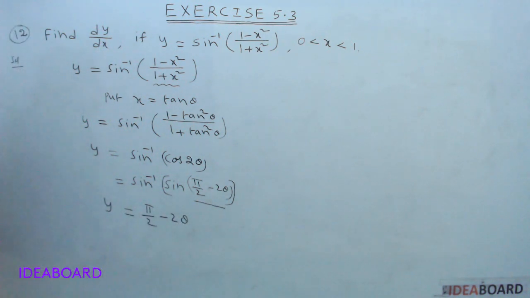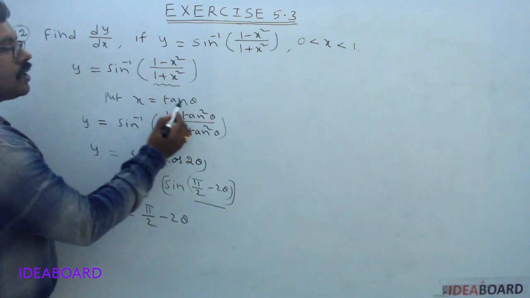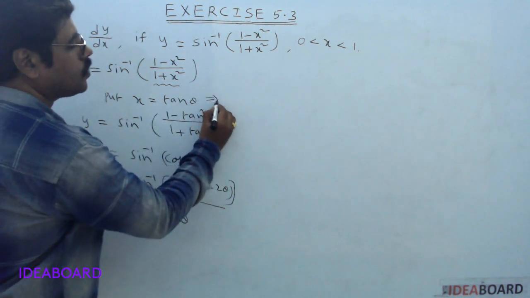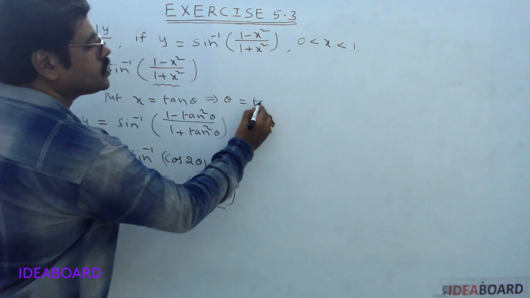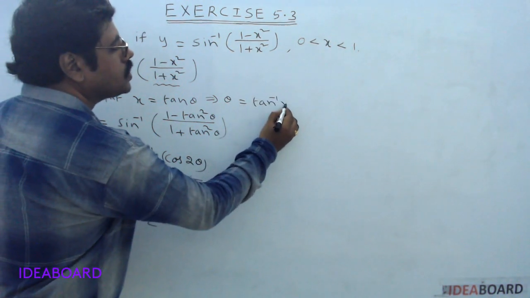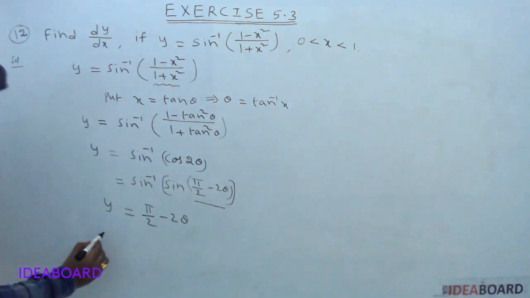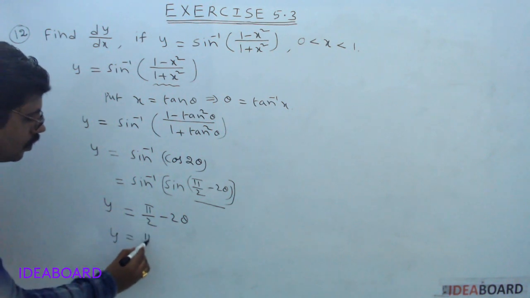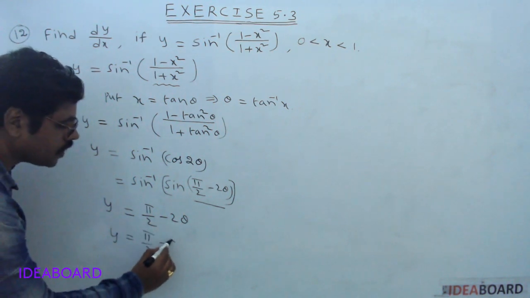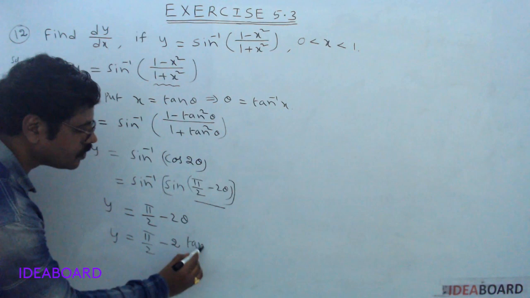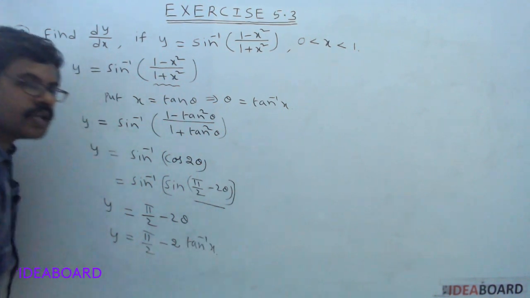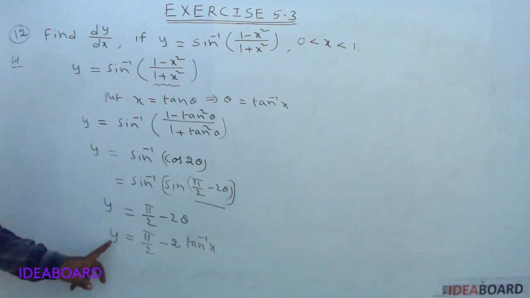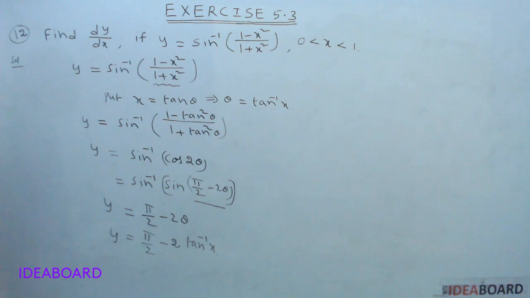Now what is our theta value? Here x equals tan theta. From this, theta equals tan inverse x. Now y equals pi by 2 minus 2 into the theta value, tan inverse x. Now differentiate this equation on both sides with respect to x.